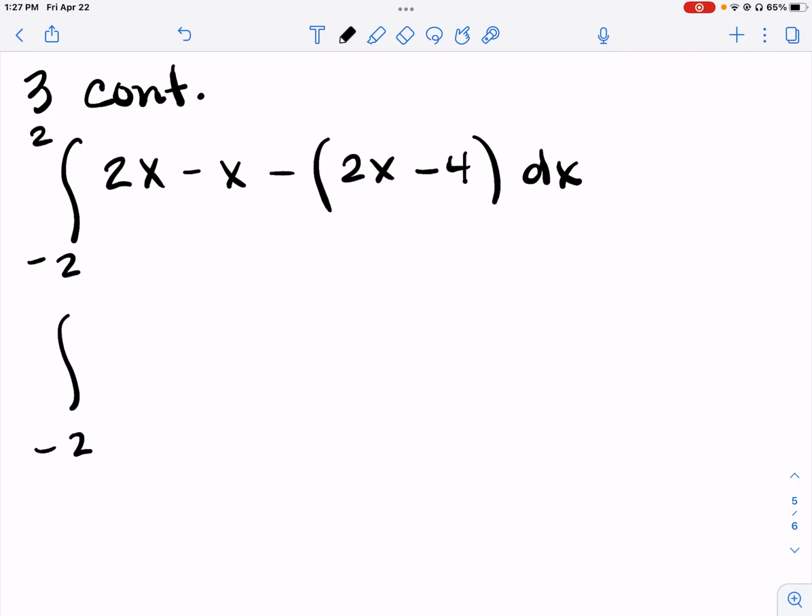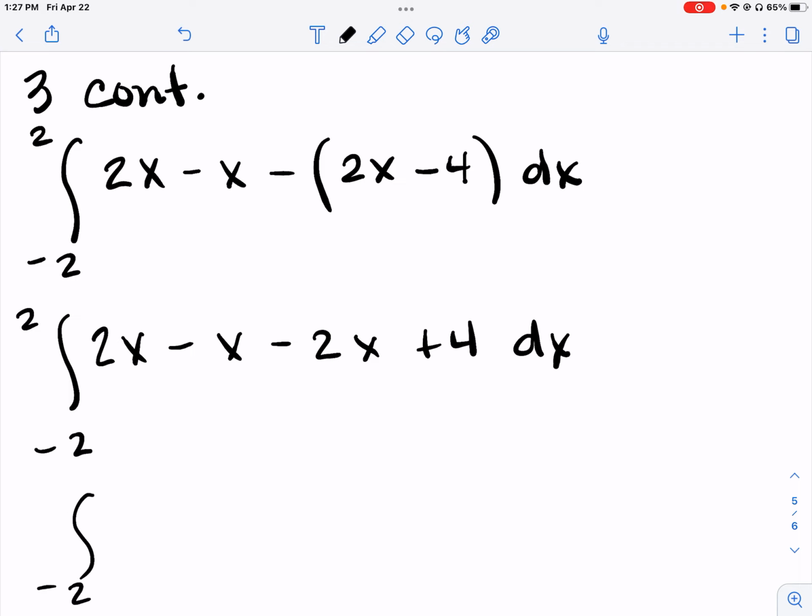Okay, just do some algebra. Distribute the negative. 2x minus 2x is 0. Oh, this was x squared, sorry, x squared. So we get minus x squared plus 4. Okay, now we're going to integrate. The integral from -2 to 2 of negative x squared plus 4 dx.